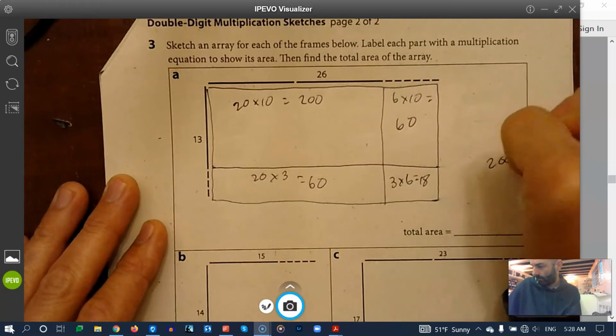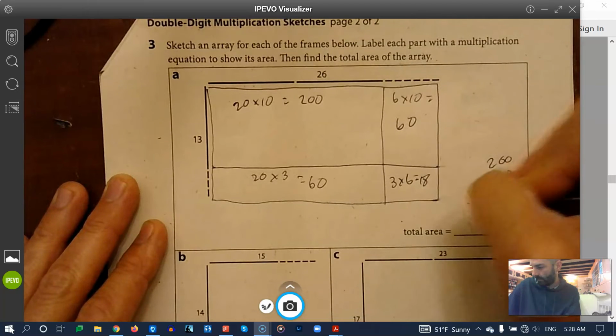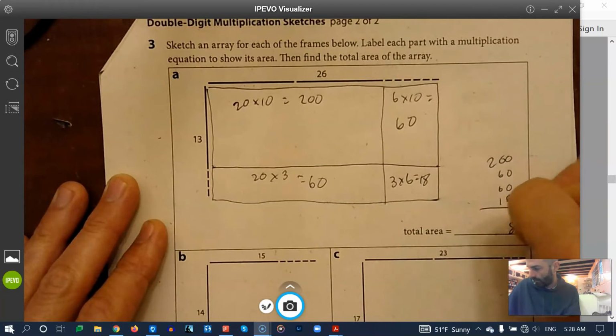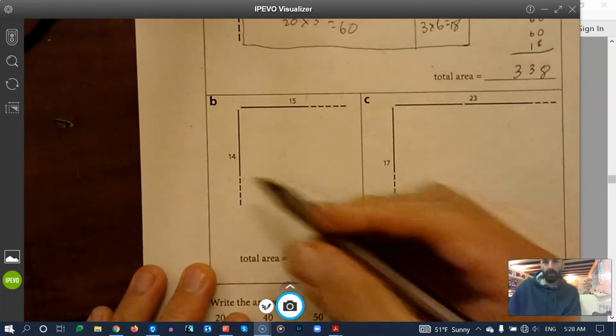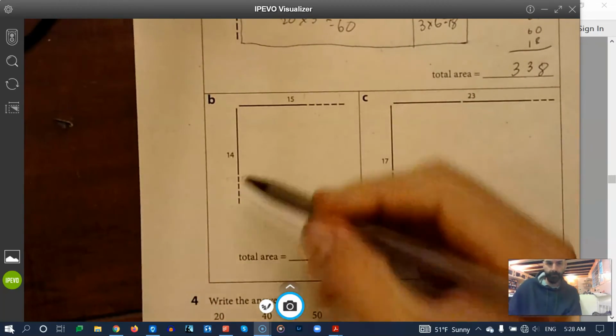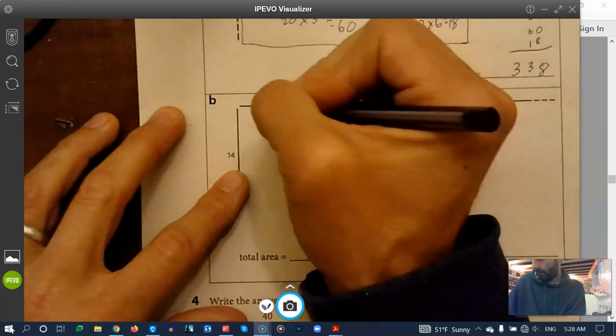So we have 260, 60 again, and 18, which equals... 8. 6 plus 6 is 12, plus 1 is 13. 3, so 338. Here we have B and C. So go ahead and solve B in 3, 2, 1.